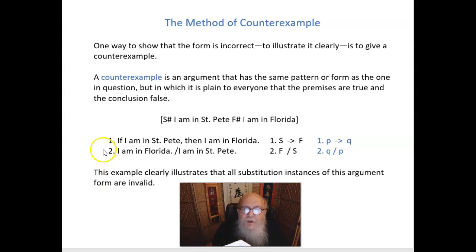Consider this one. If I'm in St. Pete, then I'm in Florida. I am in Florida, therefore I am in St. Pete. If S, then F, F, therefore S, which gives us that form. If P, then Q, Q, therefore P.